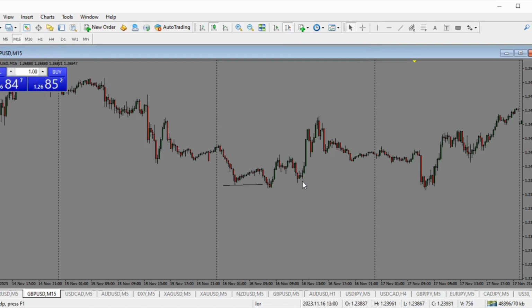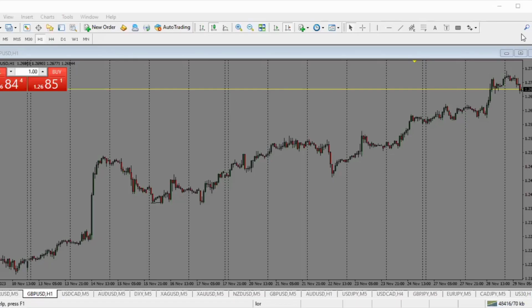And the question is, how do you identify a session order block? So this happened within the session. So let's go to another example. This is another example here.